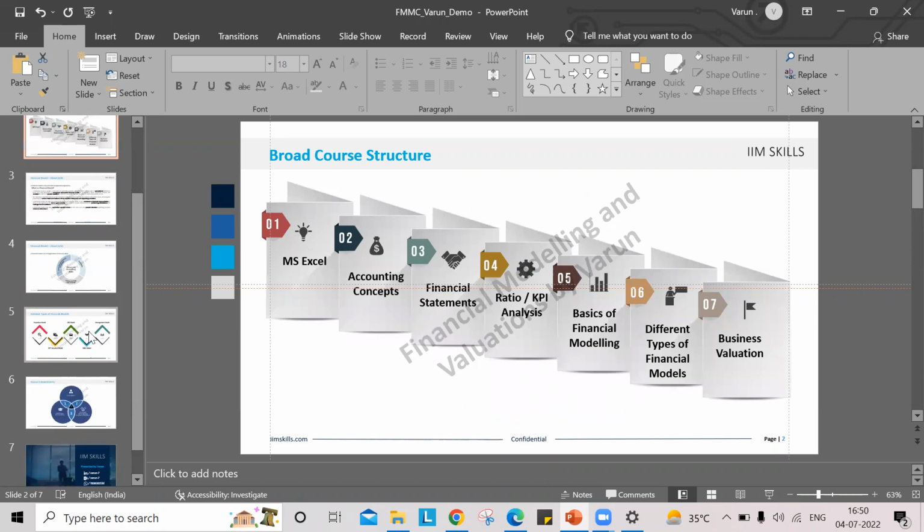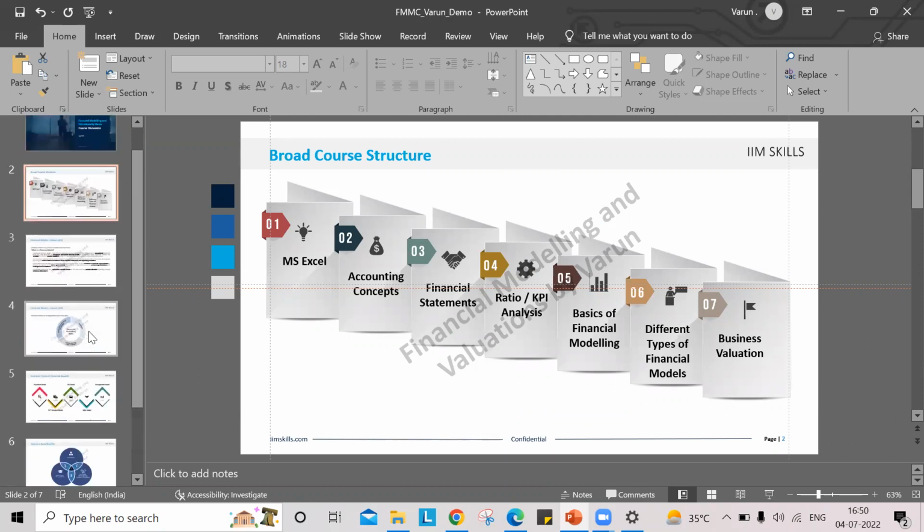Sir, is financial modeling enough for getting a job alone, or do we have to learn some complementary skills with it? So financial modeling is in itself a very diverse suite of skills. When you learn financial modeling, you learn Excel, you learn the accounting concepts, you learn about the understanding of the financial statements. So you learn a very diverse skill set.